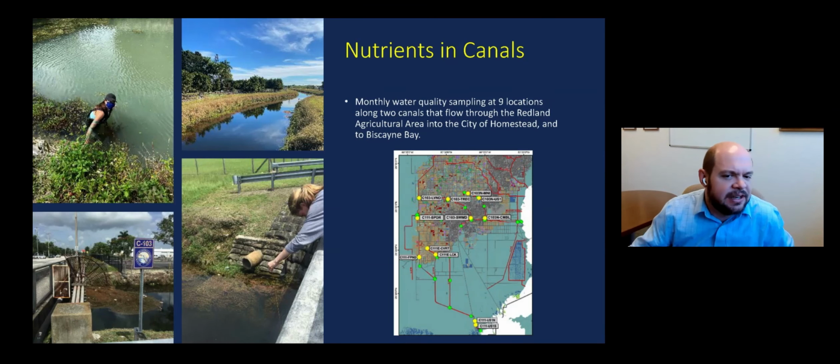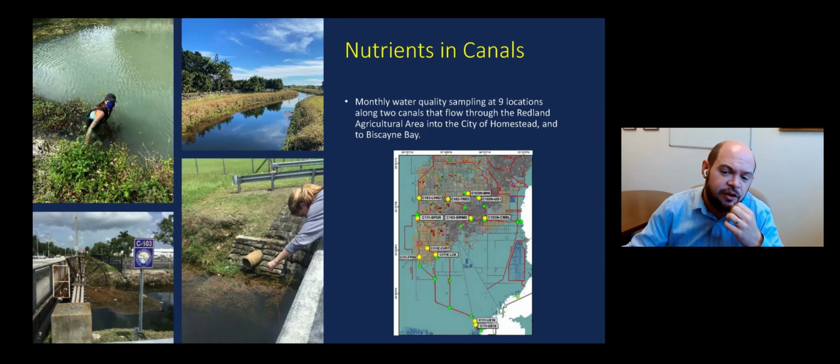But if we just look at nitrate concentrations from the period of record that they have, they've broken their canals into 4 different land uses. They have the Everglades National Park. So these are canals that are draining natural areas, they have some agricultural influences in the watershed, but they're in the Everglades National Protection Area.